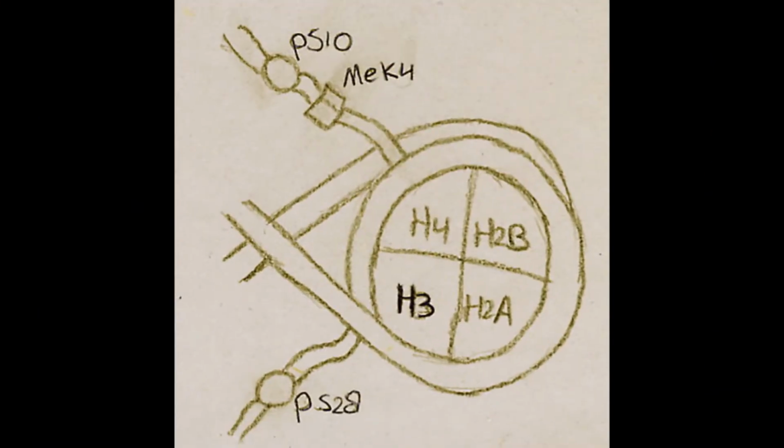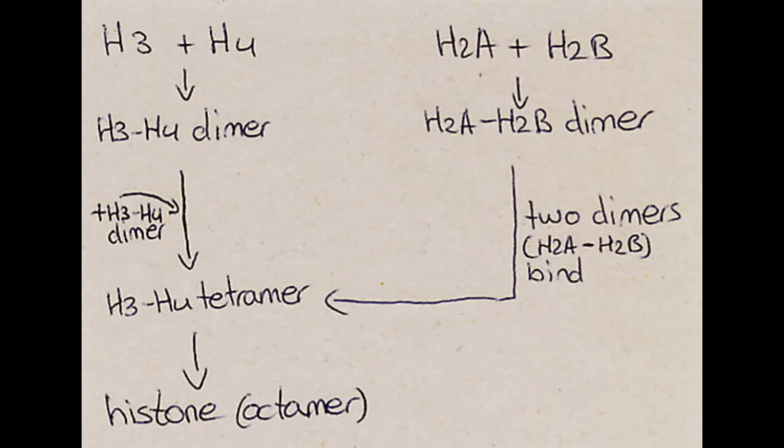A histone consists of 4 core domains: H2A, H2B, H3 and H4. The assembly of a histone is as follows. First, 2 separate H2A and H2B dimers are formed, and secondly, 2 separate H3 and H4 dimers are formed. Now, the H3 and H4 dimers combine and form a tetramer. 2 H2A, H2B dimers bind to the tetramer and an octamer is formed.